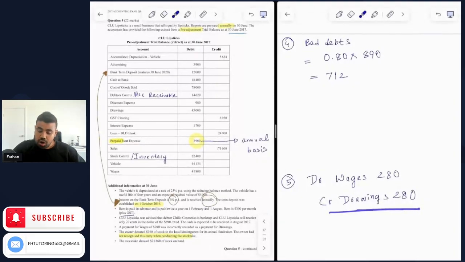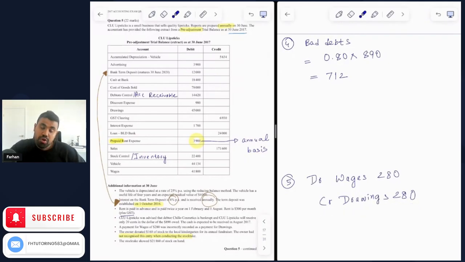And then you're correctly recording wages of 280. So when you record wages in the books, you have to debit it because wages are an expense of the business, and all expenses, when they're incurred, they're debited. So we debit wages by $280 and we credit drawings by $280. When we are debiting wages by $280, we're increasing the expenses of the business. And when we are crediting drawings by $280, we are reducing drawings, reflecting that this has been incorrectly recorded earlier.